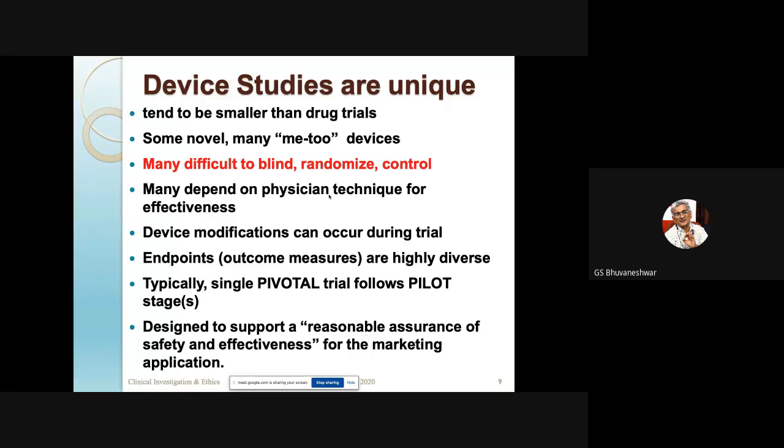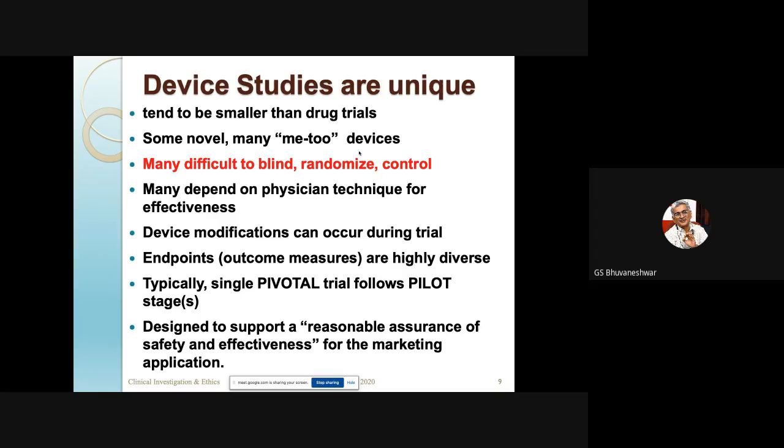Many devices depend on the clinician or physician's technique for effectiveness. Particularly implants are highly technique sensitive, like hip implants or knee implants. And so if the device is not properly implanted or used by the doctor or the clinician, the results can be negative, or it can even lead to other problems. So this is a challenge.